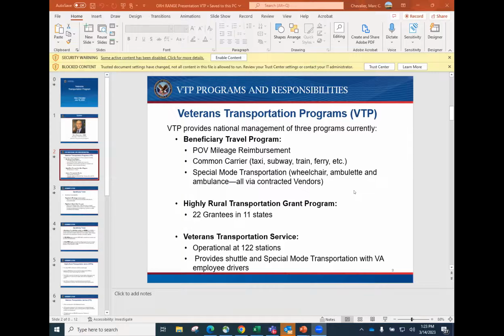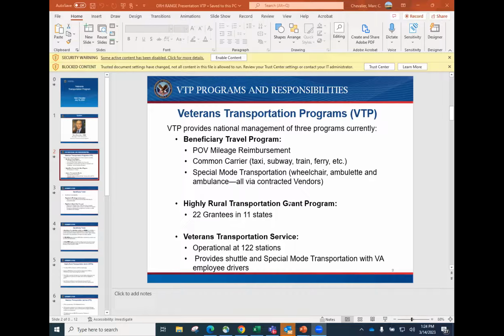The beneficiary travel program, many of you are familiar with. It reimburses mileage for private vehicle transports veterans make themselves, driving themselves or with a family member, to VA appointments, either at the VA medical center or in the community. We reimburse for common carrier, which is taxi, subway, train, ferry, boat, air. We also, when there's a medical justification, provide special mode, which is wheelchair, ambulator, ambulance, through VA contracted vendors.